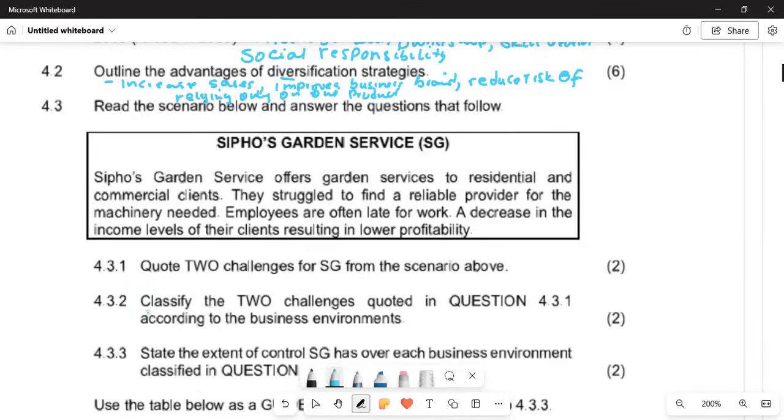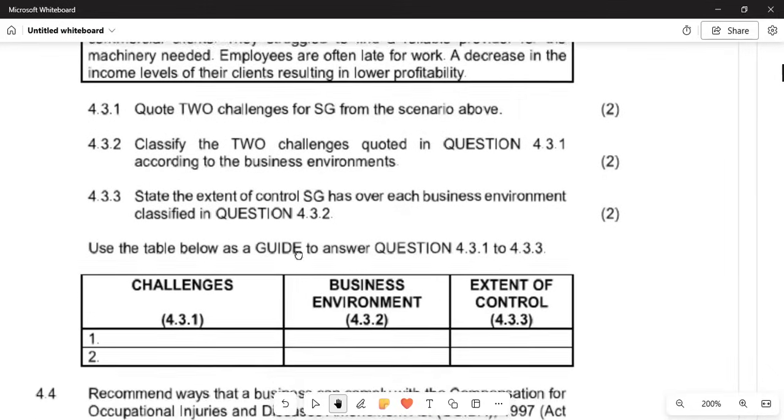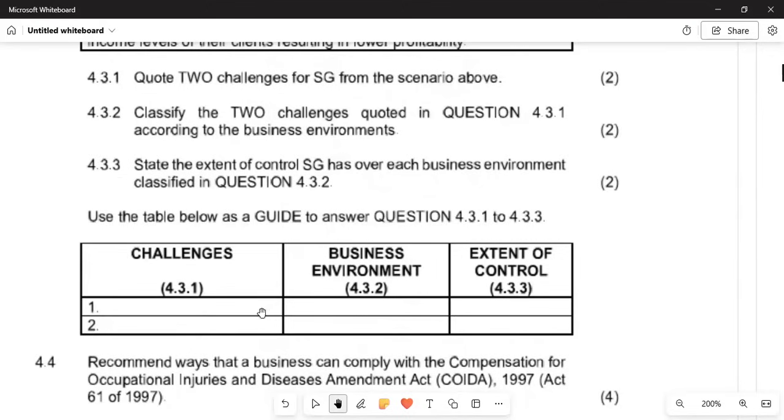4.3.2, classify the two challenges quoted in question 4.3.1 according to business environments. 4.3.3, state the extent of control SGA has over each business environment classified in question 4.3.2. So this is how we are going to answer them: challenges, business environment, as well as extent of control.